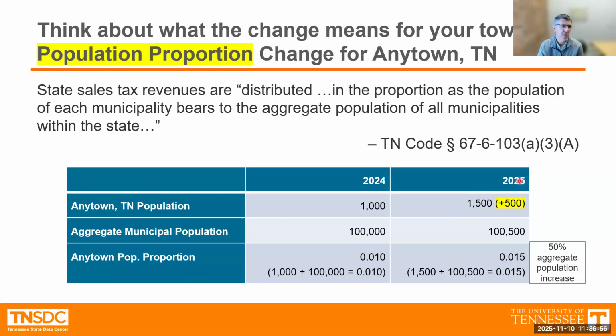That might be a way that you can use this to start to get a handle on what it means in terms of population proportion. Of course, the other side of the coin is that the state share revenues will likely be increasing as well. So there are going to be several pieces that you'll have to take into consideration. Your population is changing, the aggregate population of the state's municipalities is changing, and so are the revenues that the state is sharing with municipalities and counties.